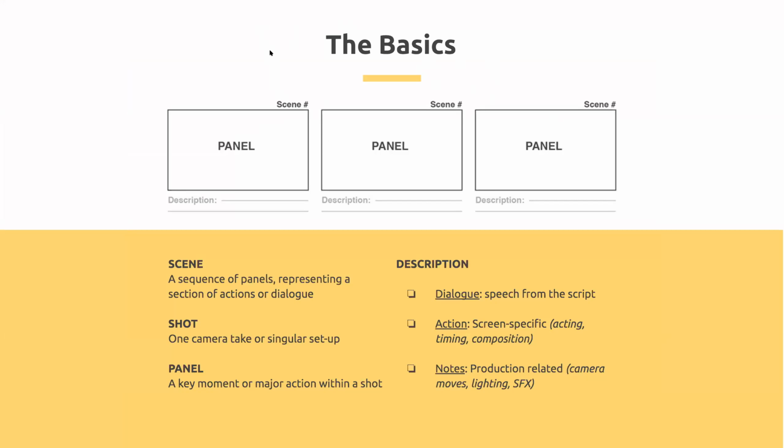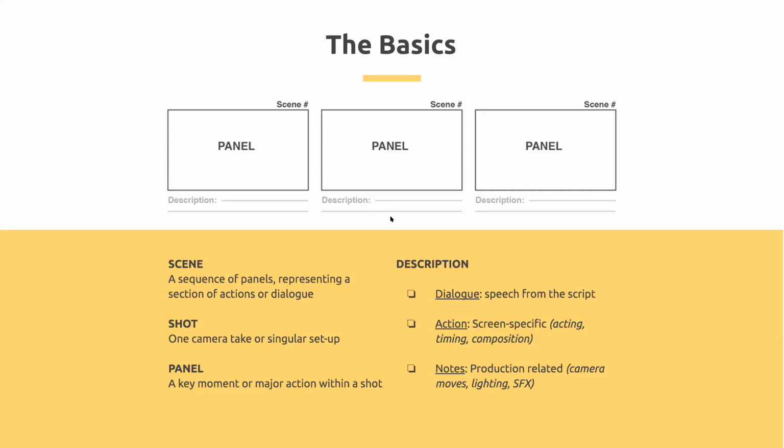So a couple terms that are important. A scene is a sequence of panels, and within those panels, those are key moments or major actions within those shots. And a shot is one camera take or a single setup. Then you have those images at the top, and at the bottom, you want to have some writing to accompany your visual notes just for clarity's sake. And everyone does this differently.